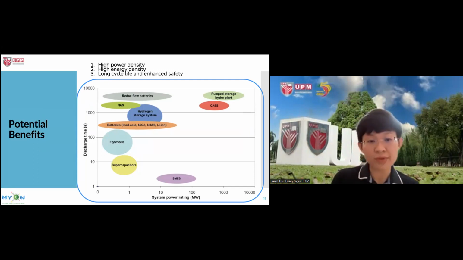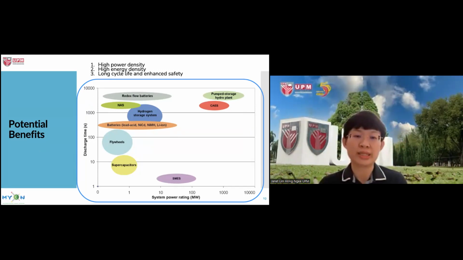So I think this graph is interesting in the sense that it's able to give you some idea of the discharge time of some devices versus that of a system power rating. So as of now, battery is still leading. It is still able to provide you a better cycle life as opposed to supercapacitor, even though supercapacitor has higher power. But then again, it really depends on what it is that you are looking for. And nevertheless, the pumped storage hydro plant, and also CAES are still leading in this case.